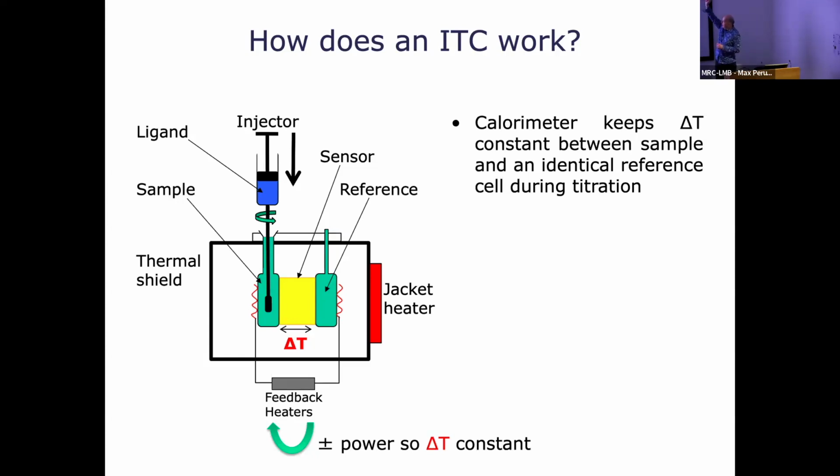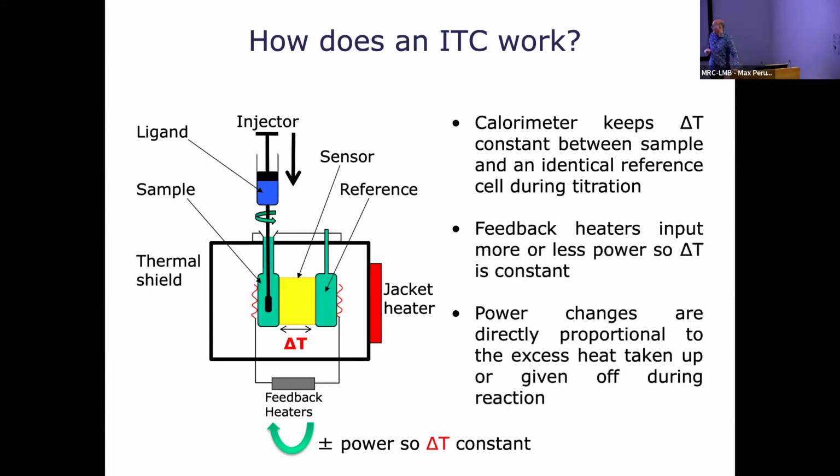And so what's going to happen during this experiment is you're going to start to inject a sample into the cell, and that's going to spin, reacting in small volumes. And what the calorimeter does is it tries to keep a constant temperature difference between the reference cell and the reaction cell. It's got these feedback heaters here to keep either putting more heat in or less heat in, to keep this change in temperature the same. And this power that it puts in is calibrated very well, so it can tell how much excess heat is taken up by the reaction or given off.